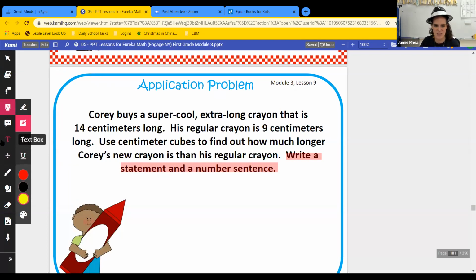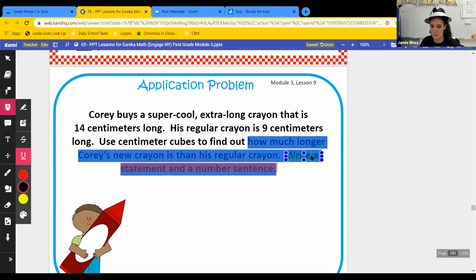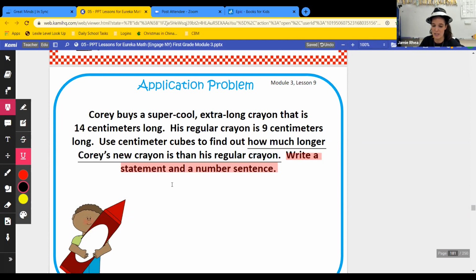Okay, now we can go back and look. What is our question telling us that we have to answer? It says use centimeter cubes to find out how much longer Corey's new crown is than his regular crown. So our question is, how much longer is Corey's new crown than his regular crown? Okay, so that's what we're trying to answer. So let's go back and look for clues. Now I'm going to read it line by line. Here we go. Corey buys a super cool extra long crown that is 14 centimeters long.